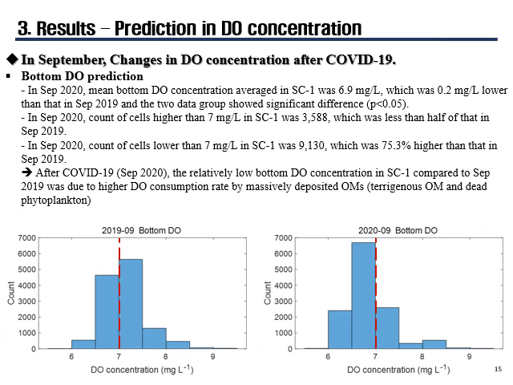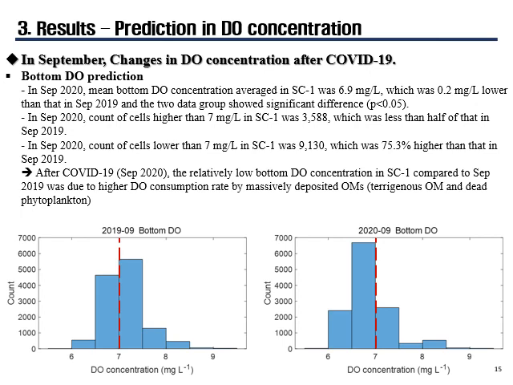in a histogram graph, in September 2012, the count of cells higher than 7 milligram per liter in SC1 was 3,588, which was less than half of that in September 2019. And the count of cells lower than 7 milligram per liter in SC1 was 9,130, which was 75.3% higher than that in September 2019.